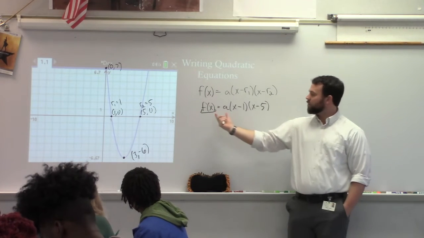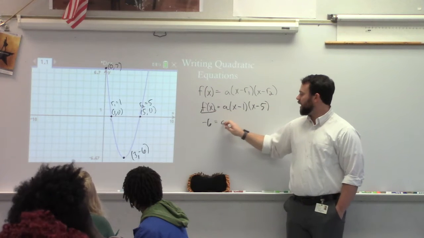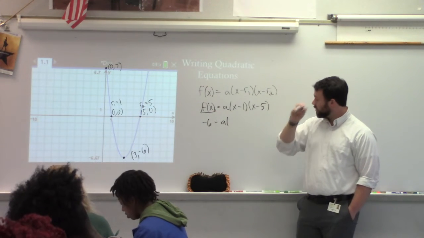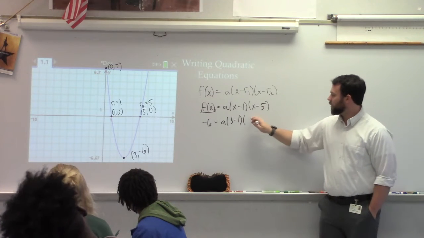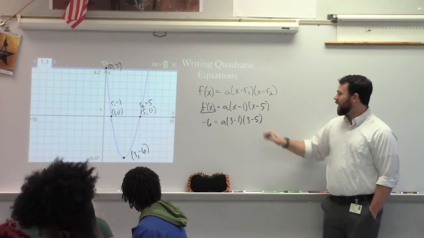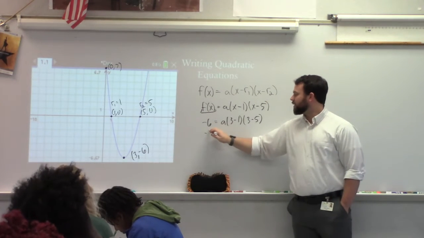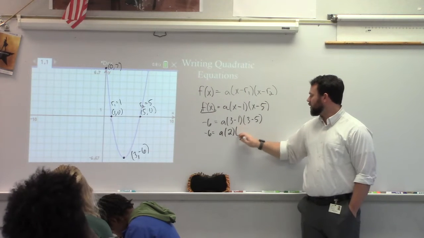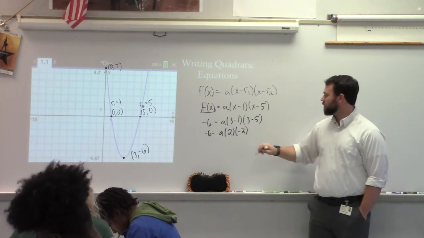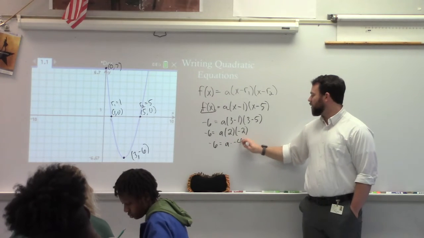So what's going to be substituted in for f of X? -6 is equal to A times (3 minus 1)(3 minus 5). Now I only have one variable and I can solve for A. -6 is equal to A times 2 times -2. -6 is equal to A times -4.